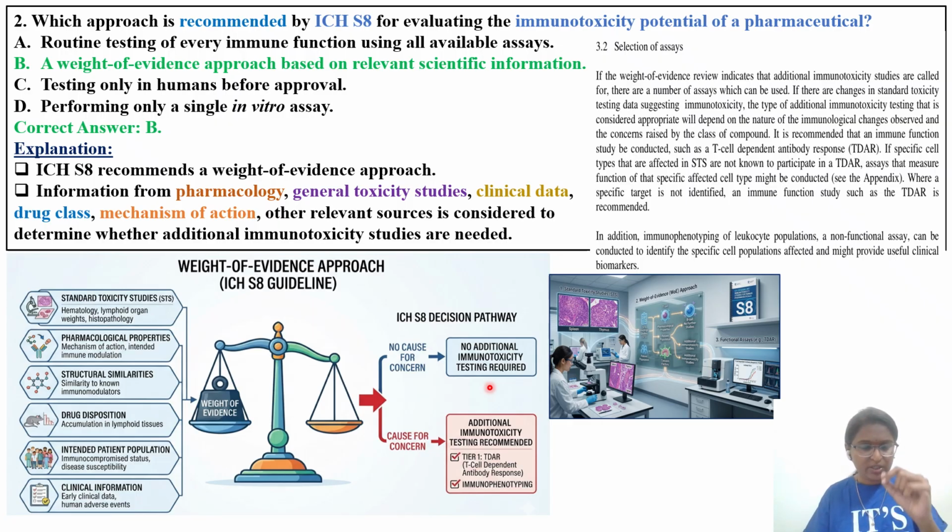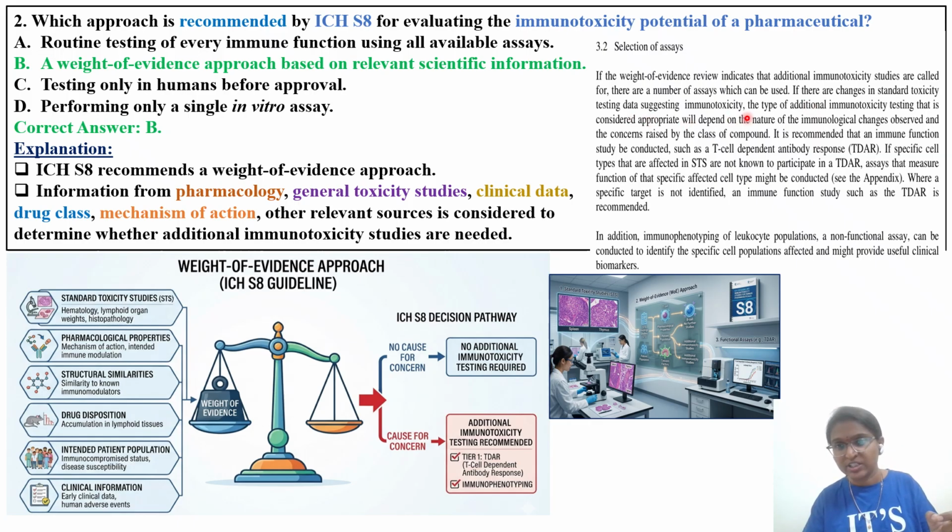To understand the weight of evidence approach, you have to read guideline section number 3.2, that is selection of the assays. If the weight of evidence review indicates that additional immunotoxicity studies are called for, there are a number of assays which can be used. If there are changes in the standard toxicity testing data, as I told you, such as a change in organ weight or T cell count, a number of assays can be used.